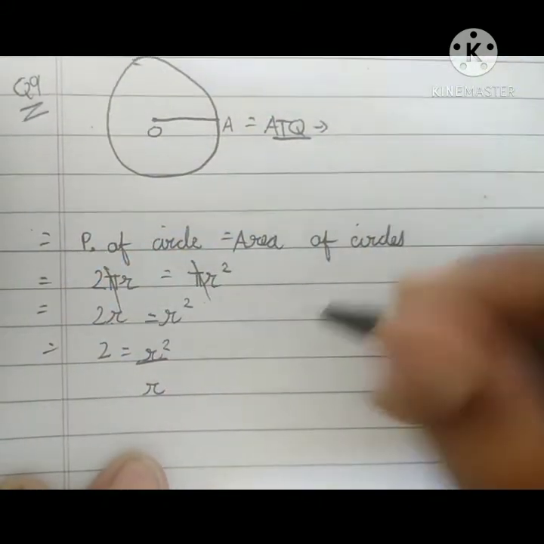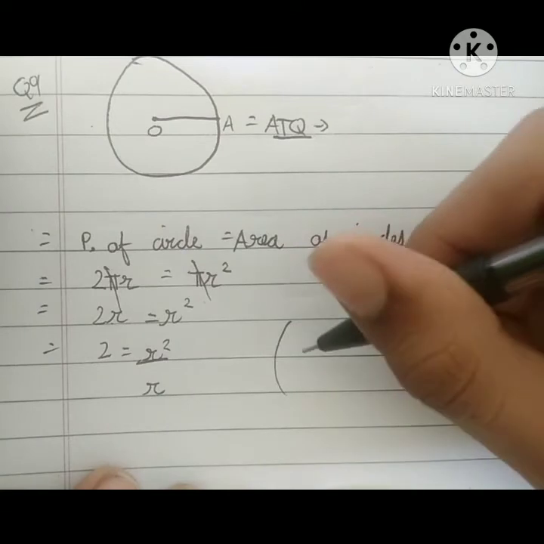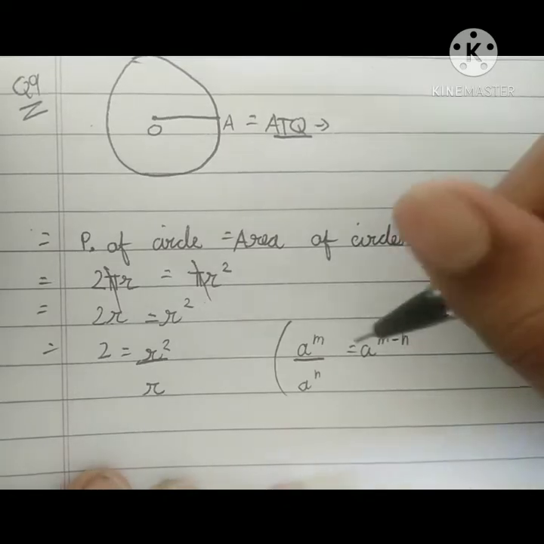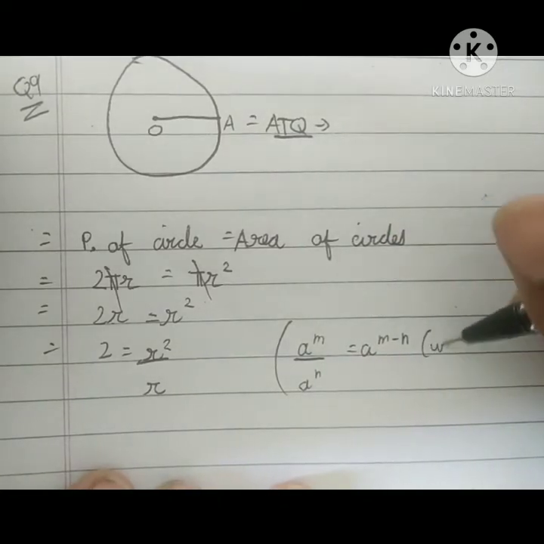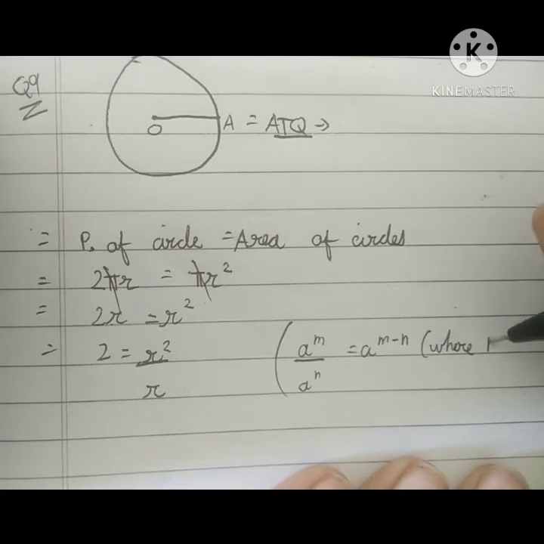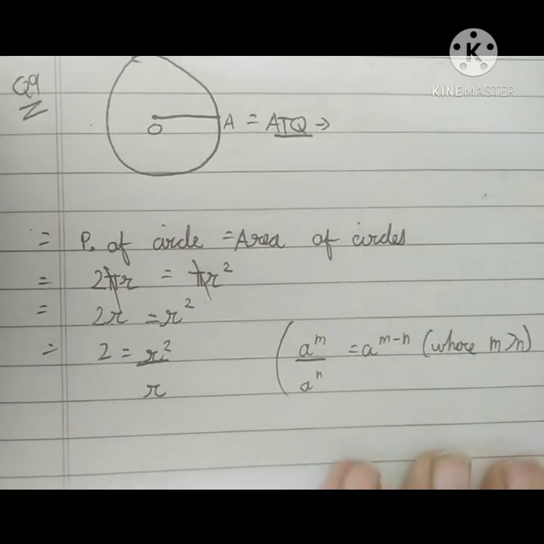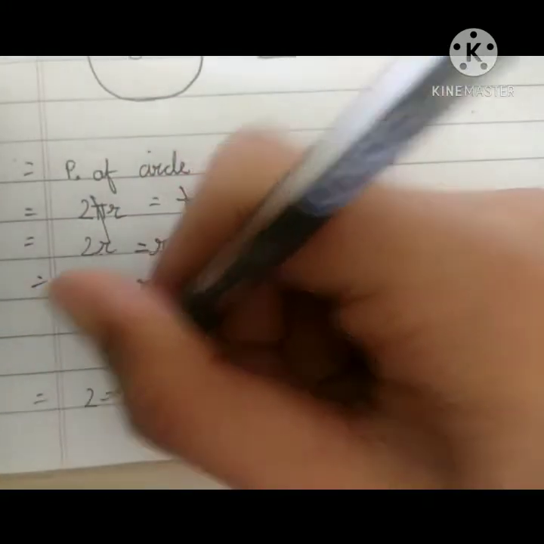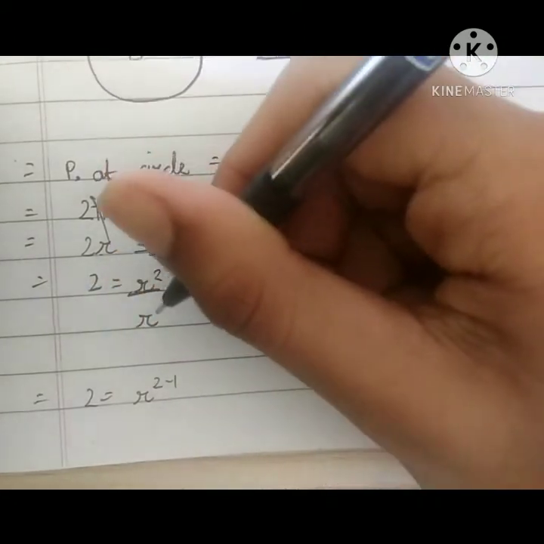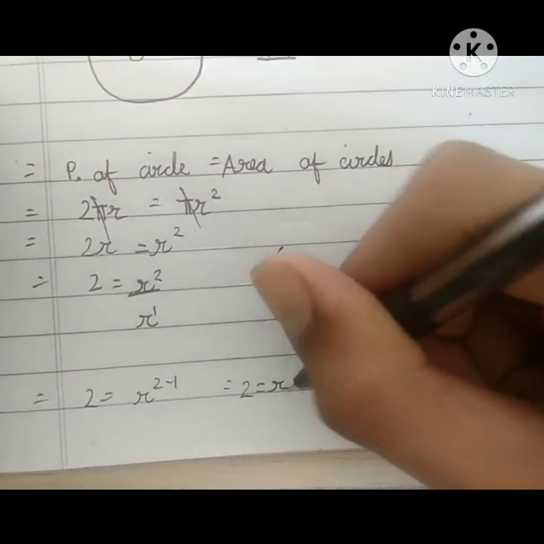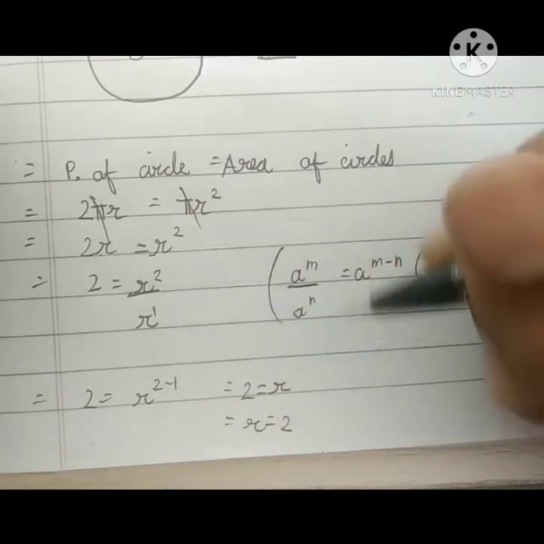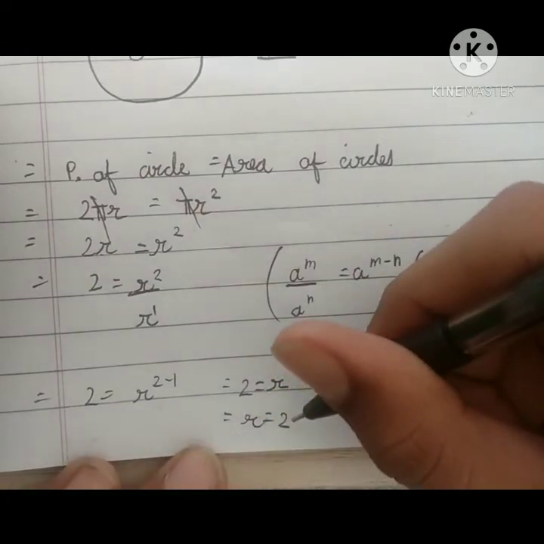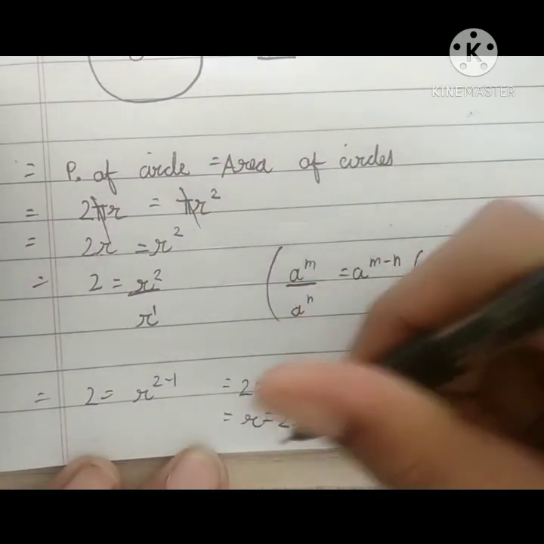Now we have the law of exponents: a raised to m by a raised to n is equal to a raised to m minus n, where m is greater than n. So this is the same law, meaning 2 is equal to r raised to 2 minus 1, because this is the power 1. So 2 is equal to r. So the radius is equal to 2. But 2 what? 2 meters, 2 centimeters? Even if no unit is mentioned, you always write units, because there is no unit mentioned in the question.